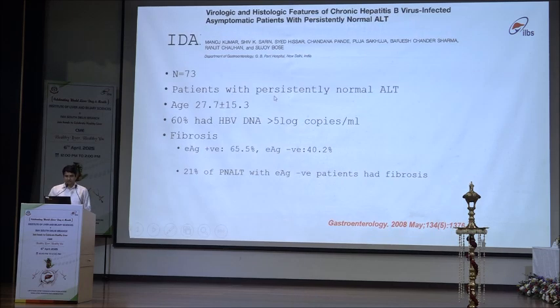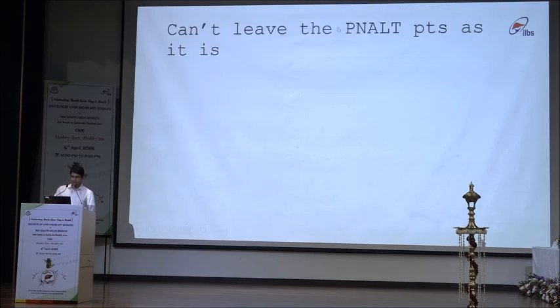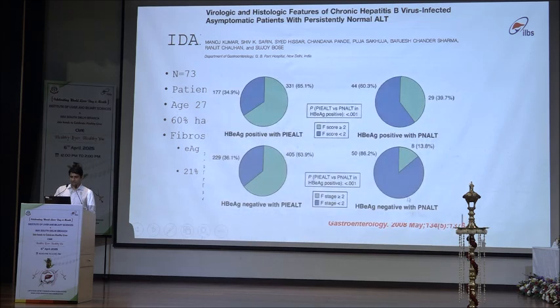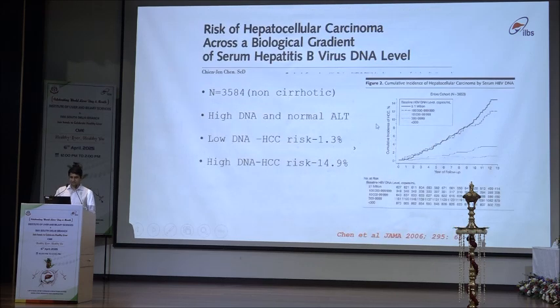But we cannot leave all the patients who have persistently normal ALT, because a few of the patients may progress to fibrosis, and these patients may develop cirrhosis or occurrence of HCC. Like this study from GB Pan, they showed that patients who had persistently normal ALT have a risk of progression to fibrosis in around 13.8 to 39% of the patients.